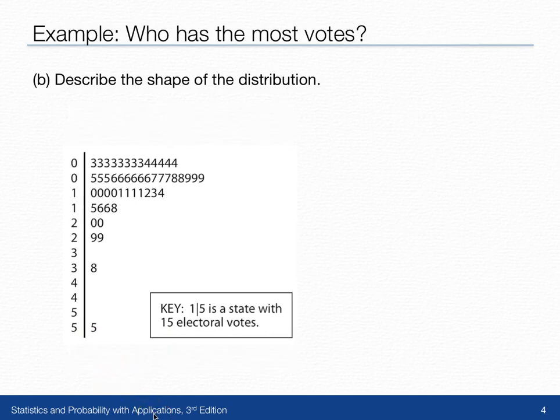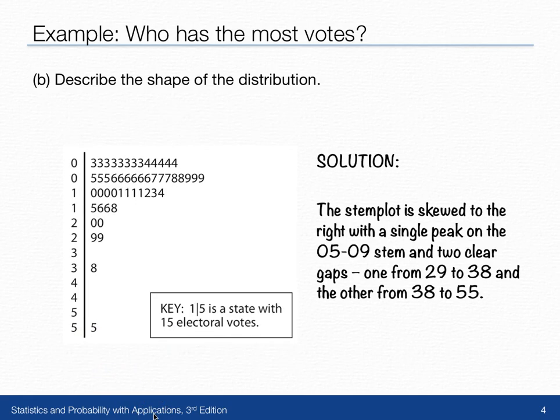So to describe the shape of the distribution, we'd start by indicating it's skewed to the right, and then note that it has a single peak on the 0.5 to 0.9 stem. There are two clear gaps in this stem plot, one from about 29 to 38, and then another from 38 to 55.